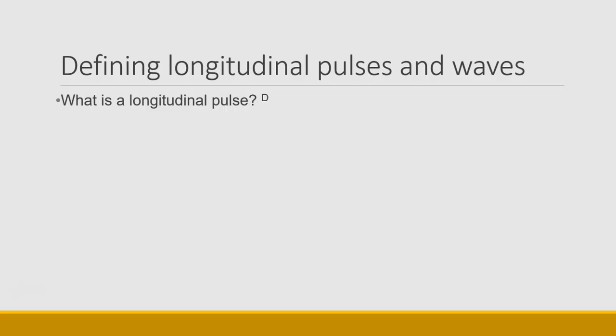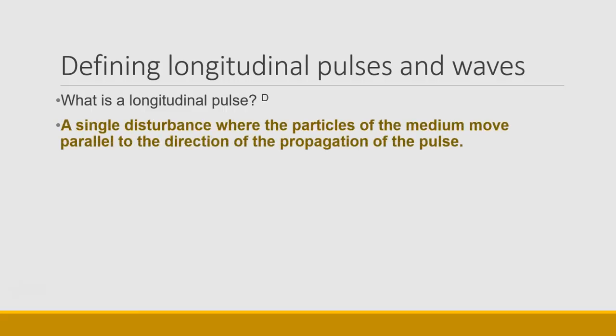So what is a longitudinal pulse? It is defined as a single disturbance where the particles of the medium move parallel to the direction of the propagation of the pulse. So the definition is the same as the definition for a transverse pulse. The only difference is the word parallel that goes hand in hand with longitudinal pulses and waves, as opposed to perpendicular, which goes hand in hand with transverse pulses and waves.